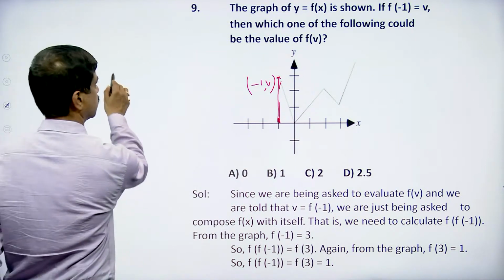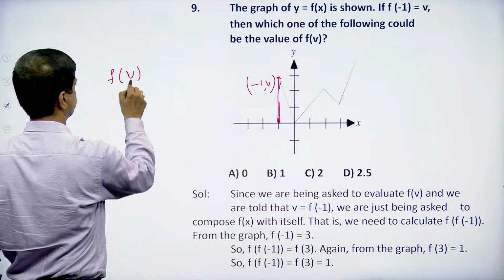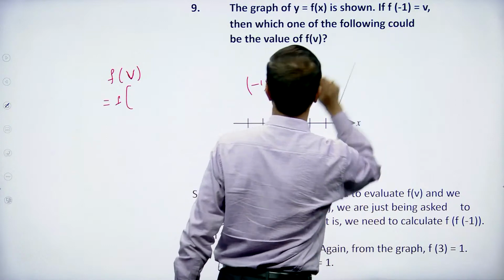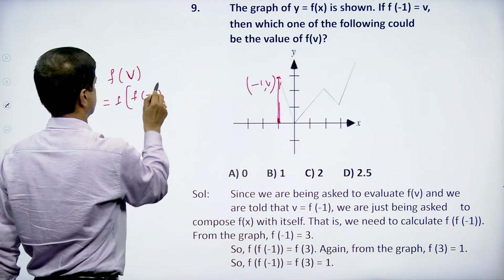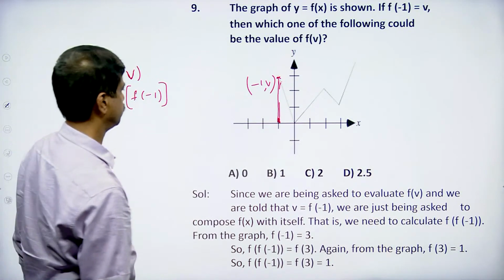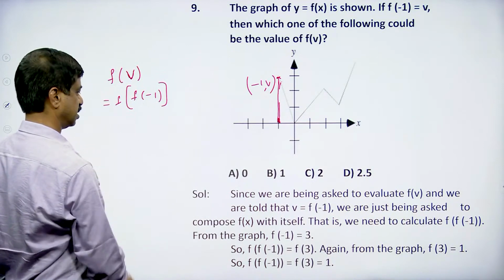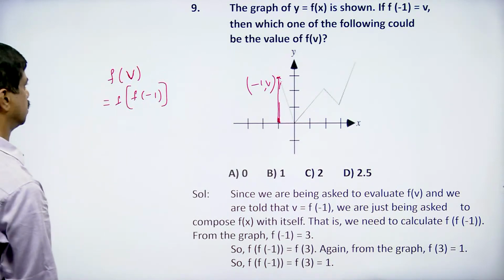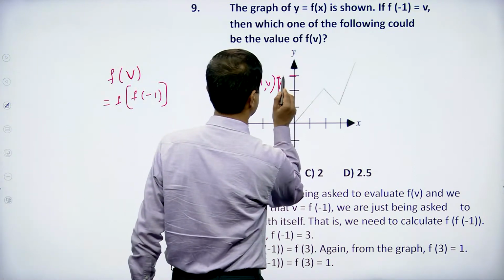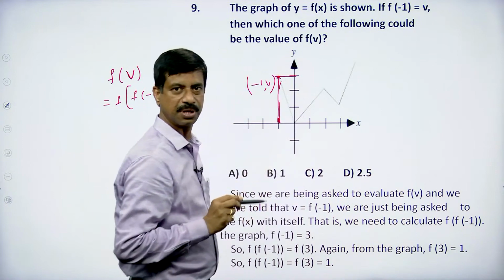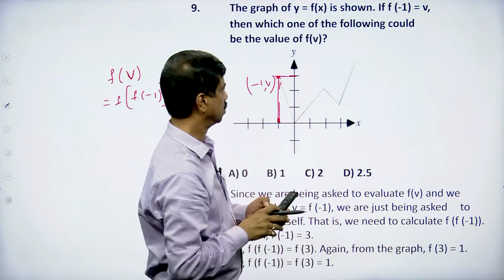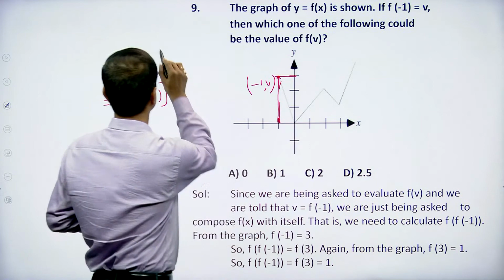So f of v, but what is v equal to? f of v is nothing but what according to this? f of minus 1. Right, children? So in place of v, we are writing f of minus 1. f of minus 1 equal to what? Here approximately 3. Right, children? See, look at this, 0 to 1, 1 to 2, 2 to 3, right? So v is nothing but equal to 3.